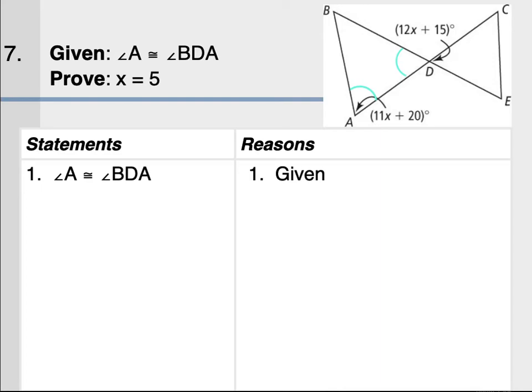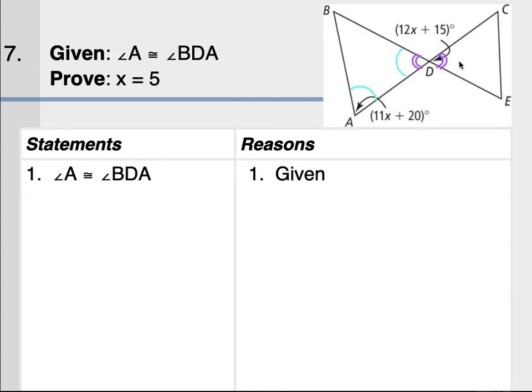Now our end goal is to solve for x. To do that, we need to make an equation that somehow relates this 11x plus 20 to this 12x plus 15. But right now, we don't have any reason in our picture that we've shown that they have to be related to each other. So we need to figure out other pairs of angles that would be related to each other besides just these two. So let's look at this angle here. In the diagram, can you find another angle it would have to equal?